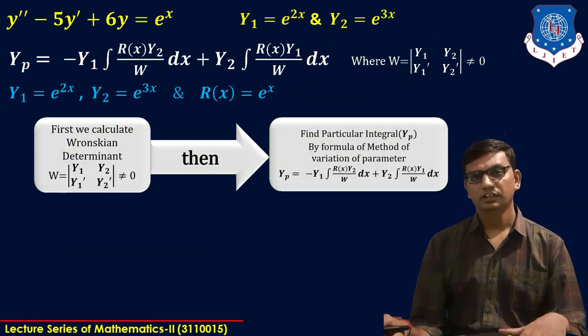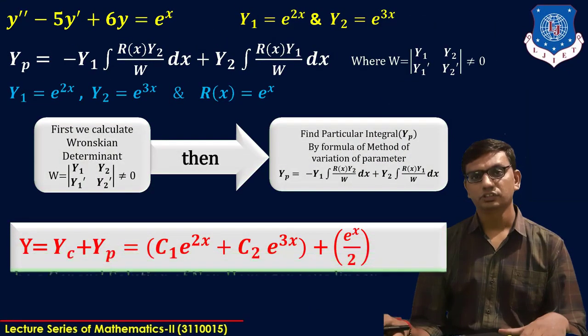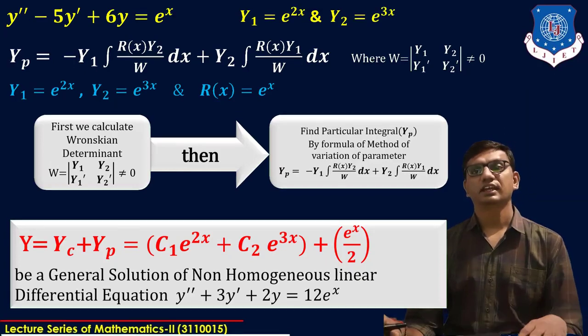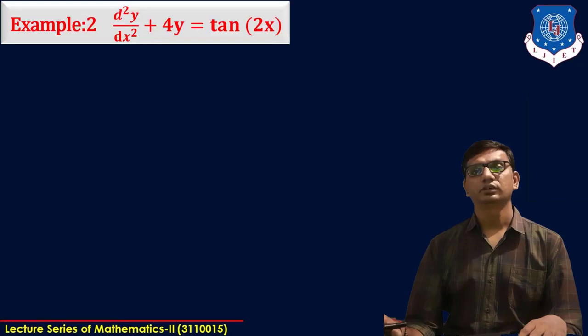Now finally our general solution is c1 e raised to 2x plus c2 e raised to 3x plus yp, which is e raised to x by 2, obtained by the method of variation of parameters, which is our general solution of our differential equation. Let us see the second example in the method of variation of parameters.